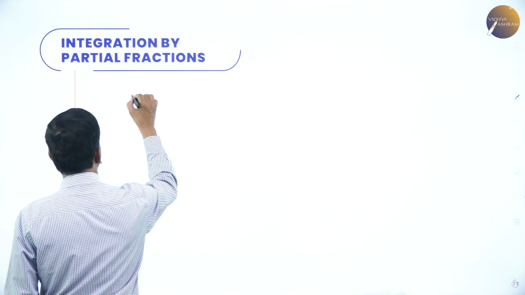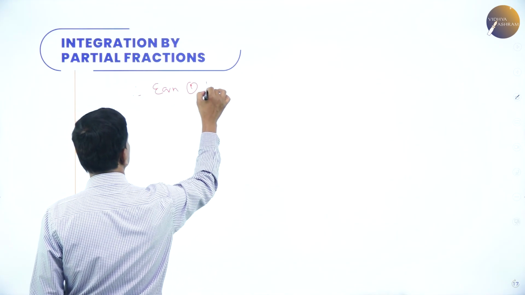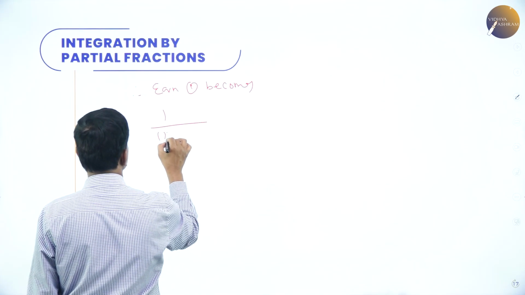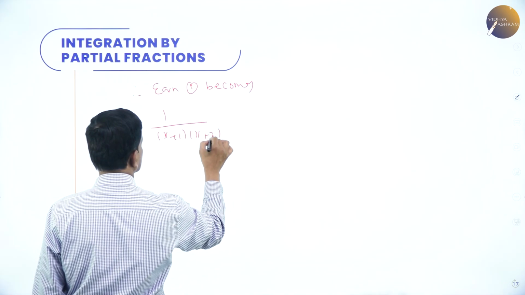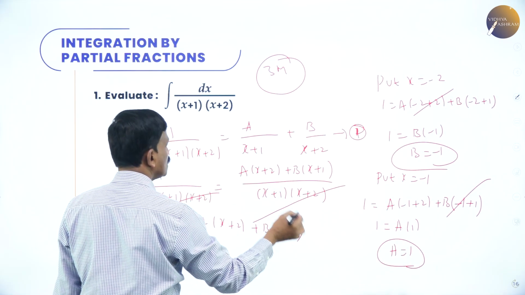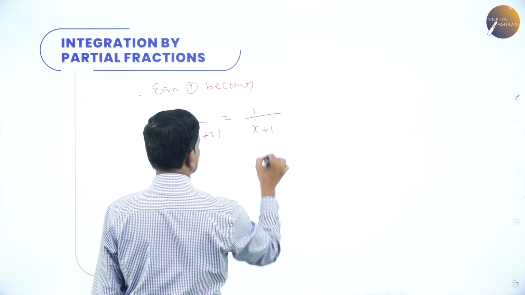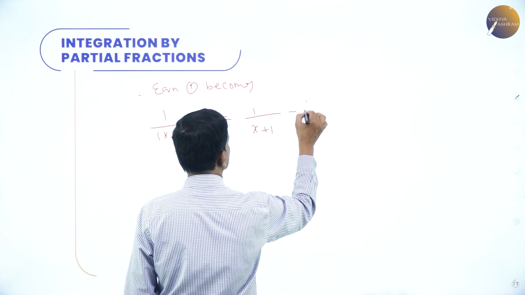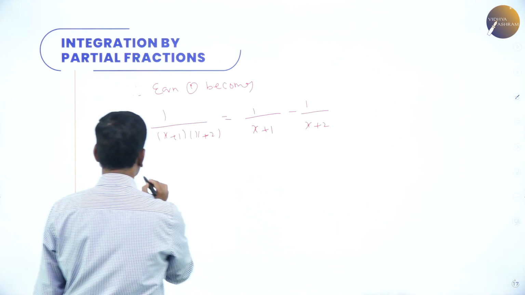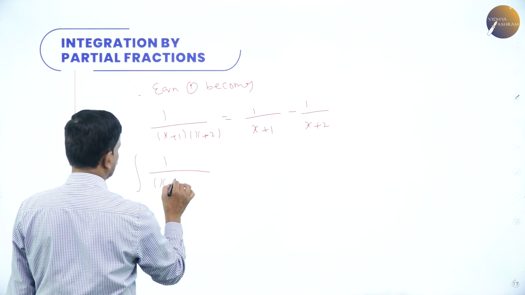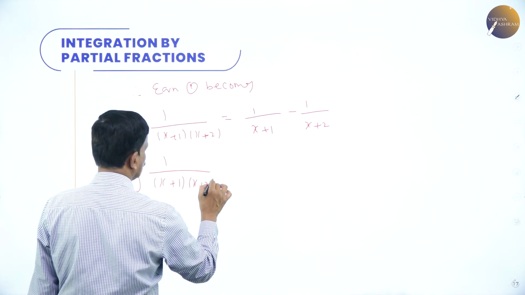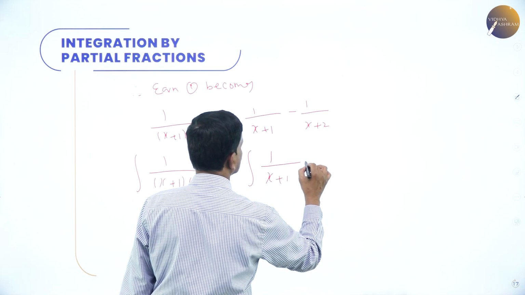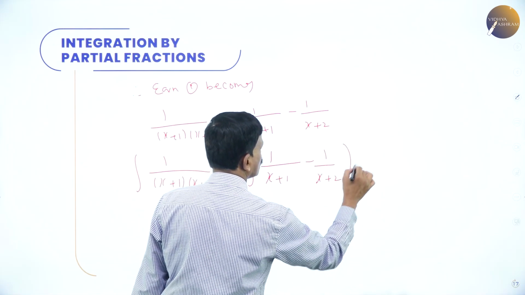Equation 1 becomes: 1 over (x plus 1) into (x plus 2) is equal to a. What is a? a is 1 divided by (x plus 1), plus b. What is b? b is equal to minus 1 divided by (x plus 2). Now integrate it. So put the integral symbol. Integral of 1 over (x plus 1) into (x plus 2) dx is equal to integration of 1 over (x plus 1) minus 1 over (x plus 2) dx.